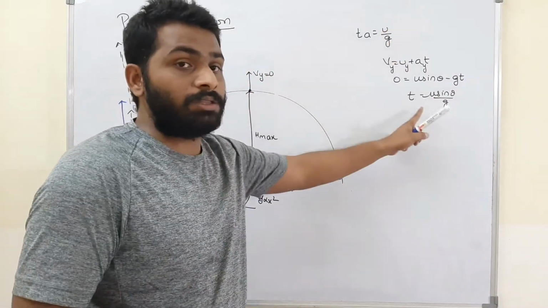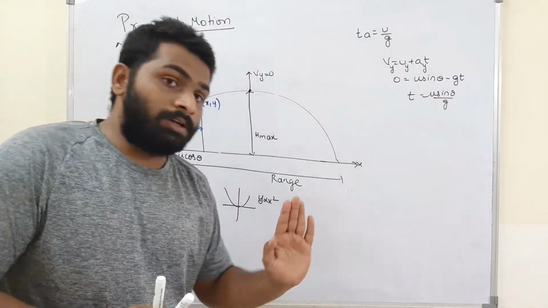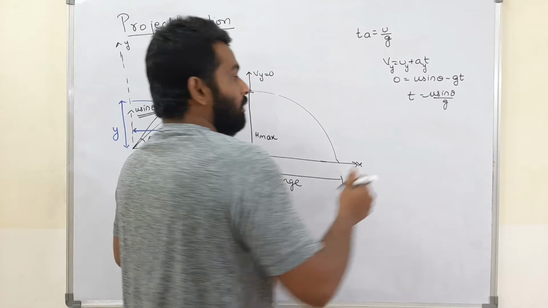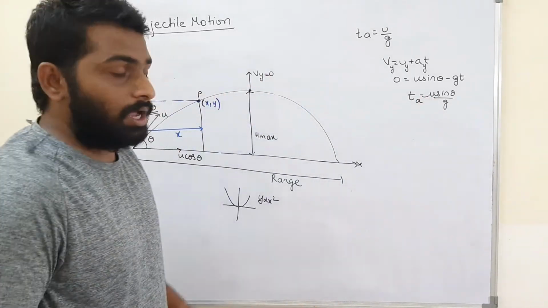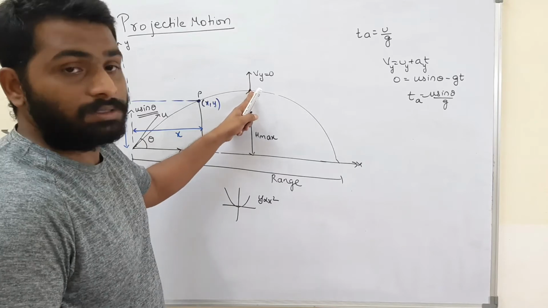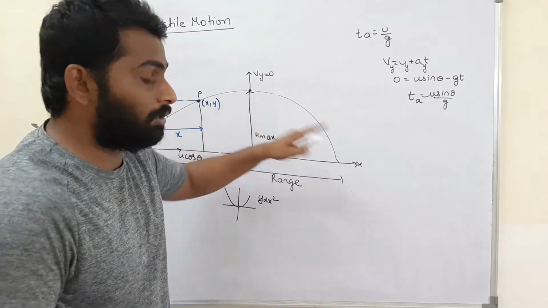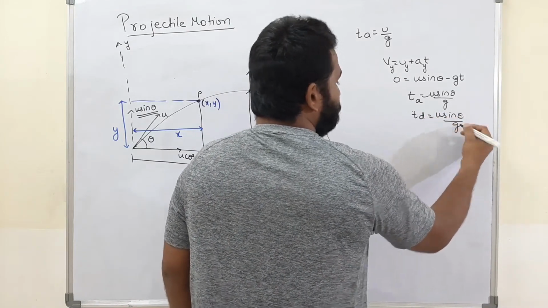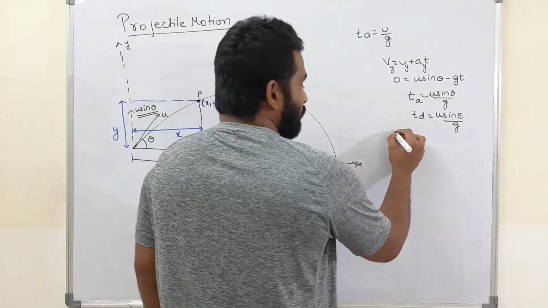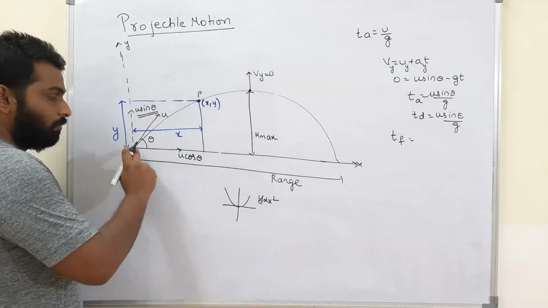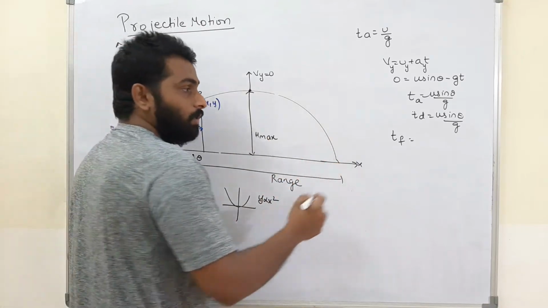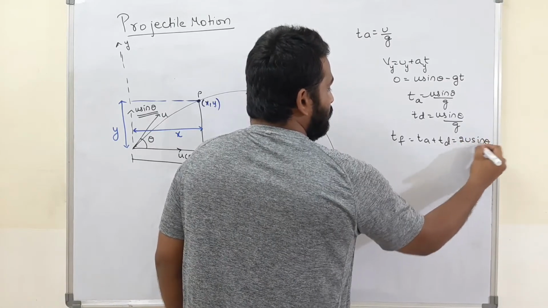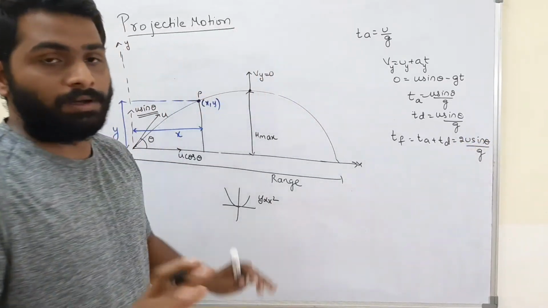There it was u by g, here it is u sin theta by g. What is common? Vertical velocity by g. What is the vertical velocity? U sin theta. That is nothing but the time of ascent. What is the time of descent? The time taken by the body to move from here to here is exactly equal to the time taken to move from here to here. Therefore, the time of descent also will be u sin theta by g. Now, what is the time of flight? The time of flight is the total time taken by the body to move from here to there. It is the time of ascent plus the time of descent. That is nothing but 2u sin theta by g. That is the time of flight.